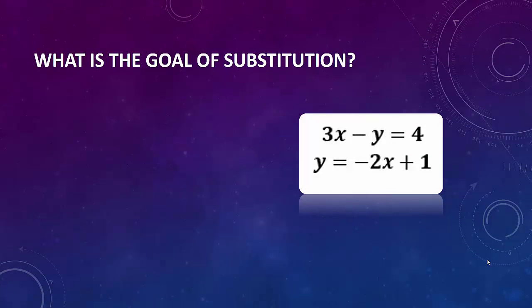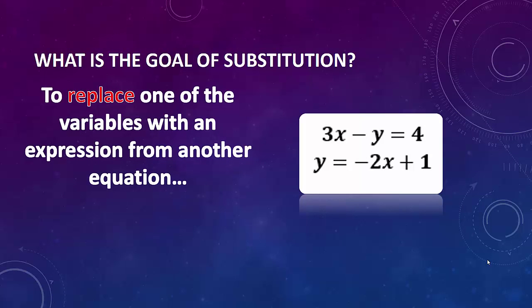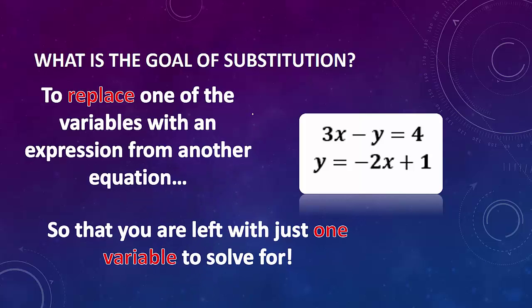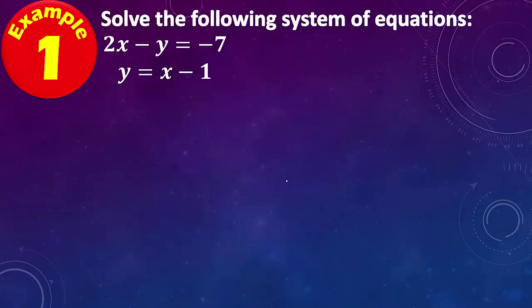As far as substitution goes, the goal is going to be to replace one of the variables in an equation with the expression from another equation, so that basically you'll be left with just a single variable. In the first example I show you today, I'm going to start with substitution and then show you another way using elimination. So let's go ahead and get right into that.